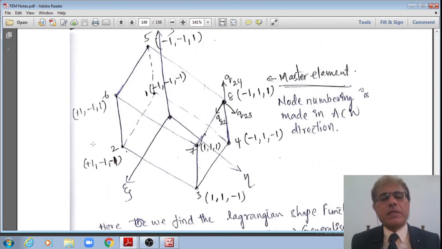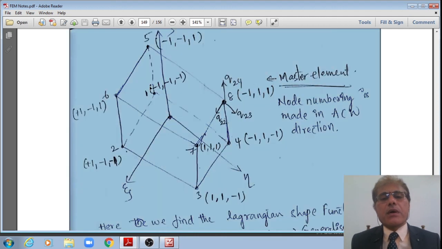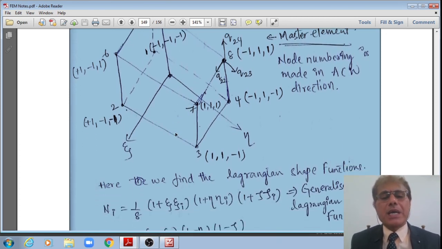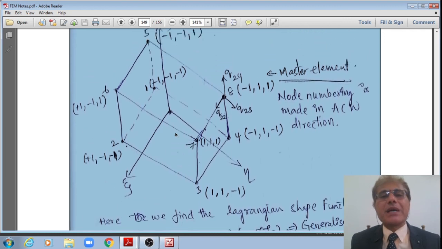That of node 2 is 1 -1 -1, node 3 is 1 1 -1, node 4 is -1 1 -1, node 5 is -1 -1 1, node 6 is 1 -1 1, node 7 is 1 1 1, node 8 is -1 1 1. These are the natural coordinates of this master cube element in the local or natural coordinate system, xi eta zeta.